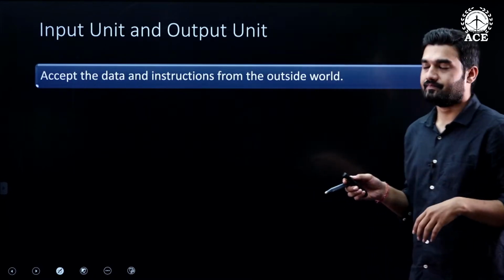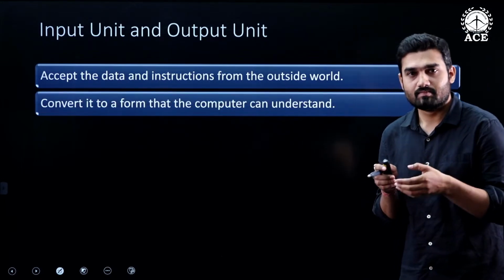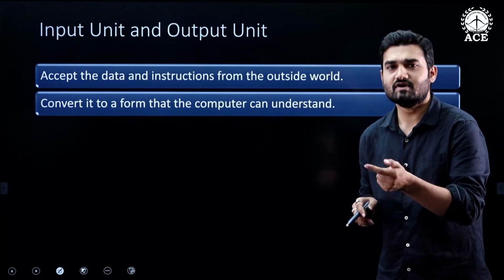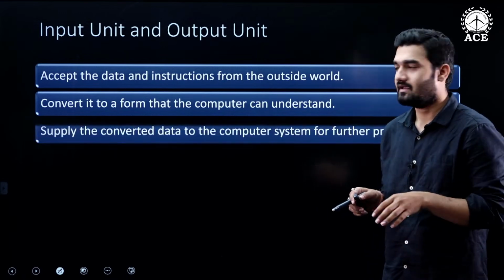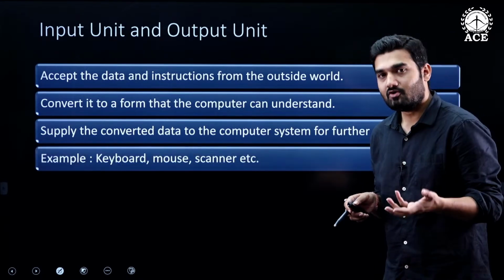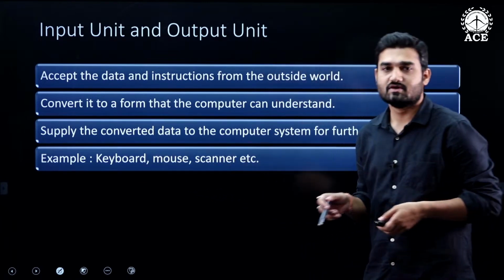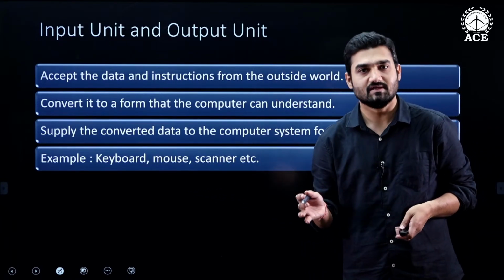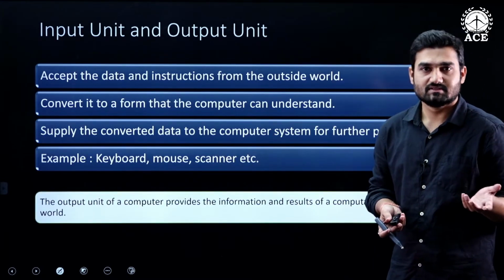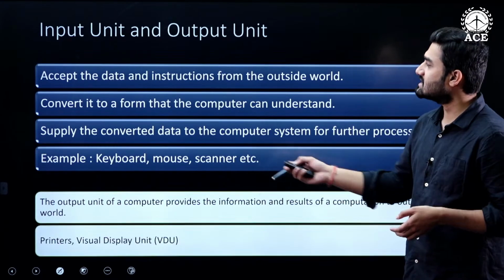It accepts the data and instructions from the outside world. Then it converts them into a form that our computer will understand. After that, it supplies the converted data to the computer system for further processing. For examples, you know already: keyboard, mouse, scanner. Output unit is the same. The output unit of a computer provides the information and results, like your monitor. This is the example you can give.